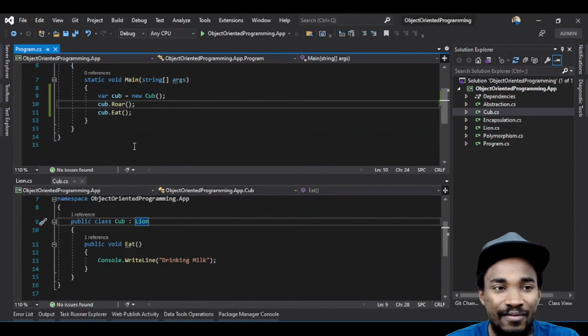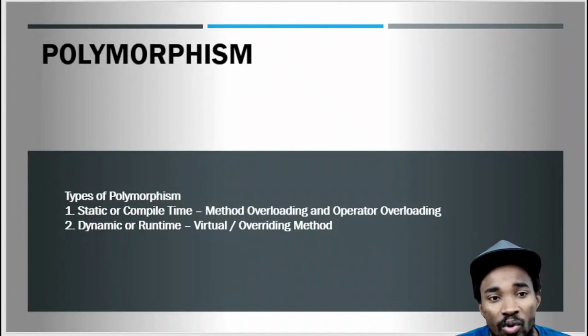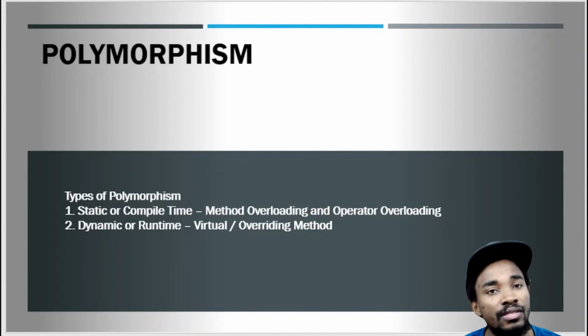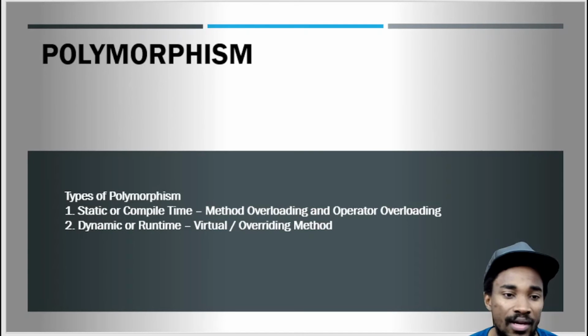So this is actually it for the inheritance. Let's move on to the next one, polymorphism. Polymorphism, if you think about it: poly means many, and morph means forms, so multiple forms. That's what you're saying: an object can have different behaviors, or different forms.